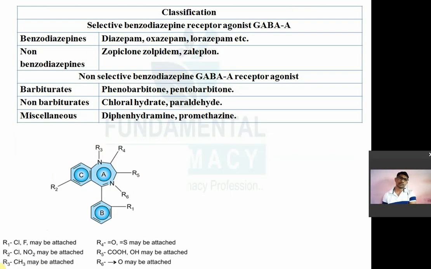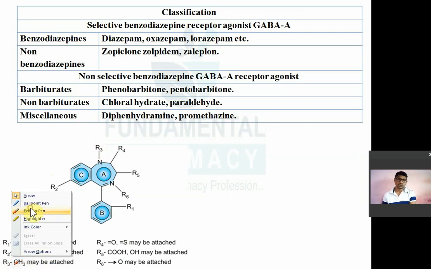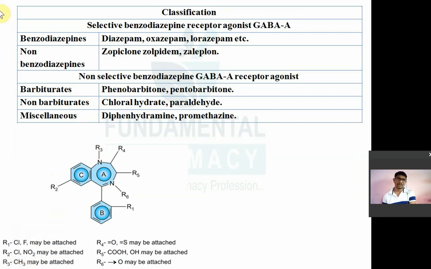Next one is the classification of sedative hypnotics. Sedative hypnotics may be classified in different ways. We are going to see almost three types of classification amongst the different books. First one is the selective benzodiazepine receptor agonist, GABA A receptor agonist. In that you have two classes. First one is the benzodiazepine and second one is the non-benzodiazepine.